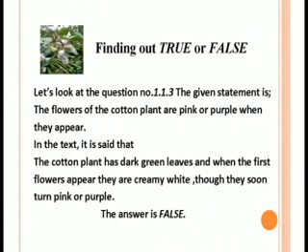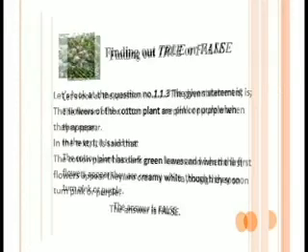Let's look at question number 3. The given statement is, the flowers of the cotton plants are pink or purple when they appear. In the text, it is said that the cotton plant has dark green leaves, and when the first flowers appear, they are creamy white, though they soon turn pink or purple. According to the passage, the flowers of the cotton plant are not pink or purple when they appear. Actually, they are creamy white. So, the given statement is false.